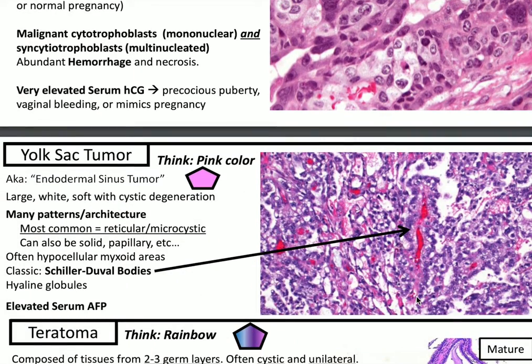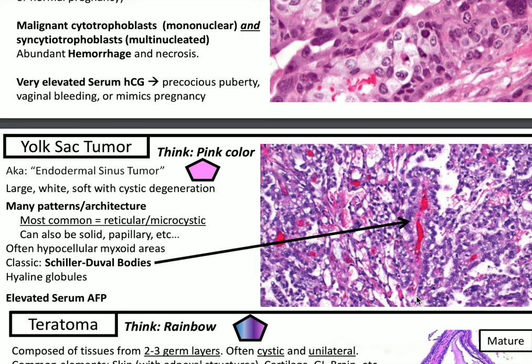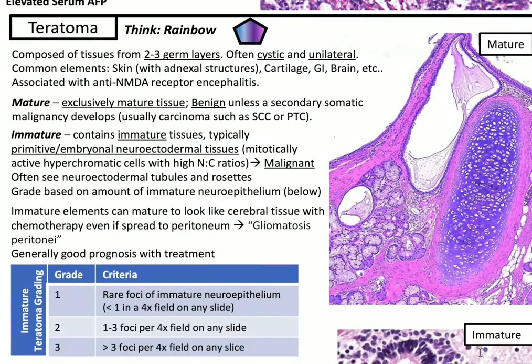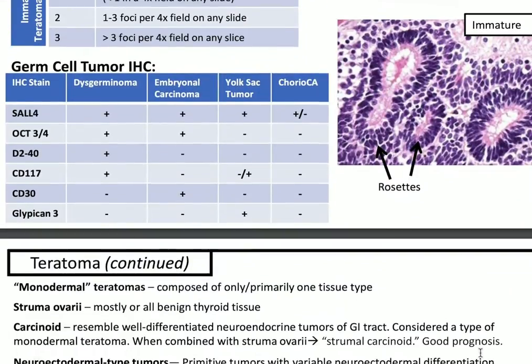Yolk sac tumor, think pink color. It has various architecture. Most common is reticular. Look for those Schiller-Duval bodies if you can find them. Elevated serum AFP. Teratoma, think rainbow. You can have mature and immature. You can have monodermal teratomas.